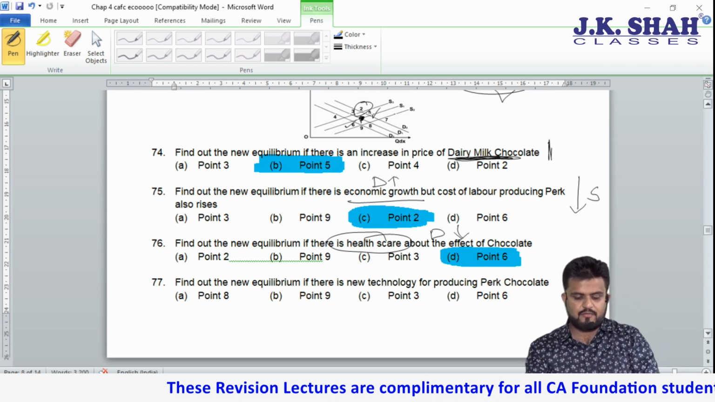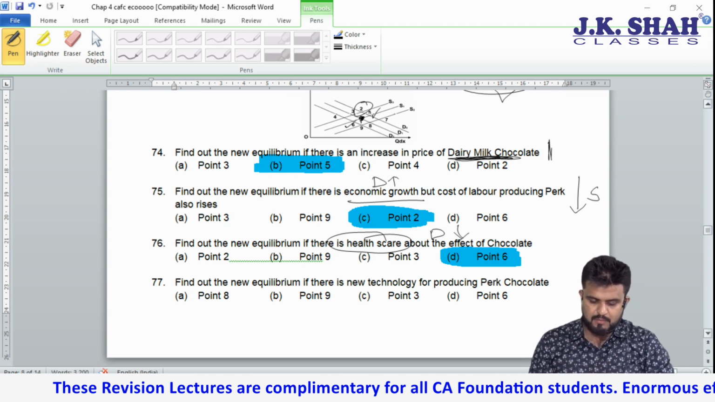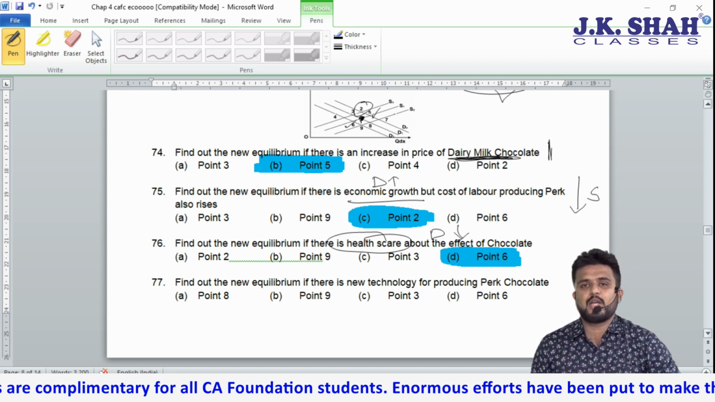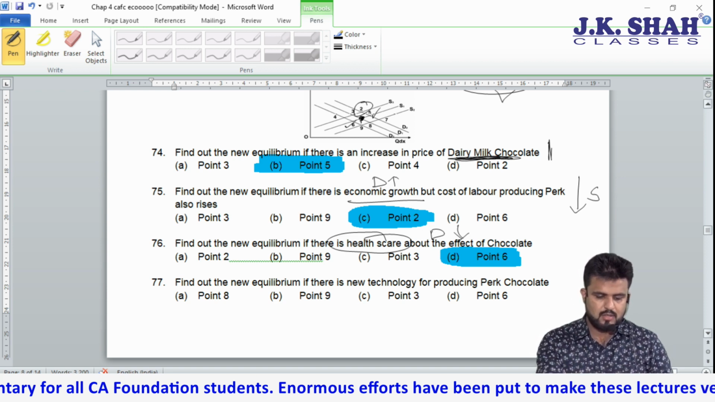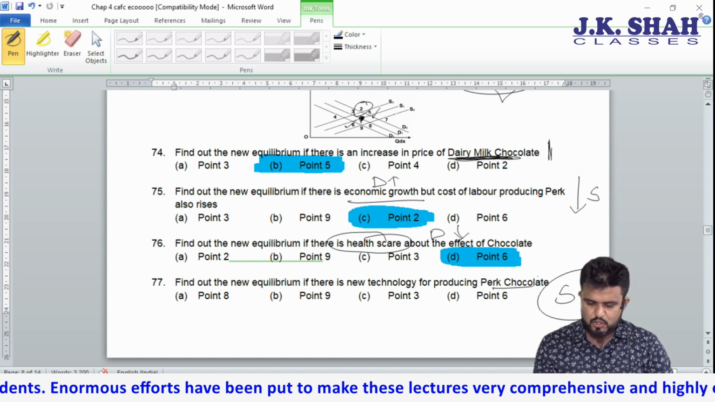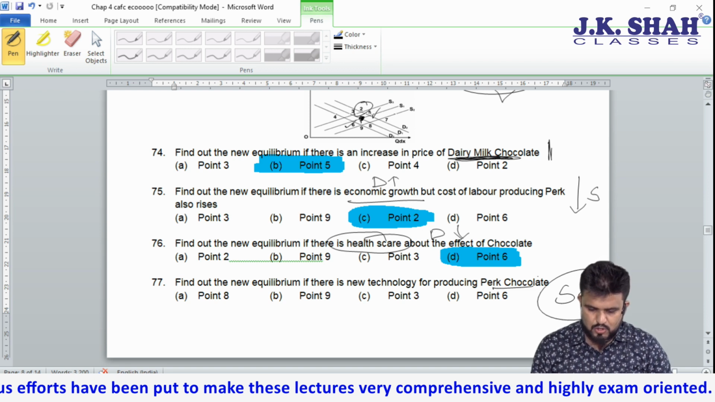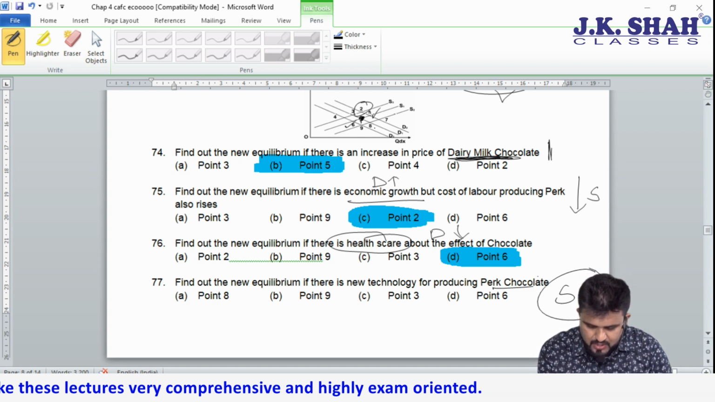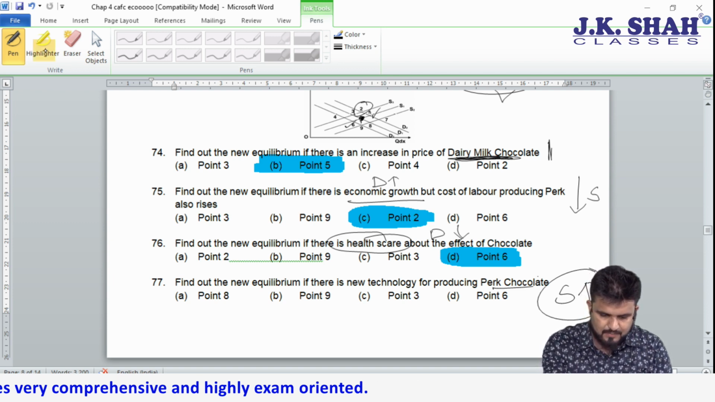Moving to the next. Find out the new equilibrium if there is new technology for producing Perk. Can I say the producer will produce more? So supply will be more. And it is our chocolate Perk. So supply will shift towards the right. This is our point. Right supply means 0.8 is the answer.